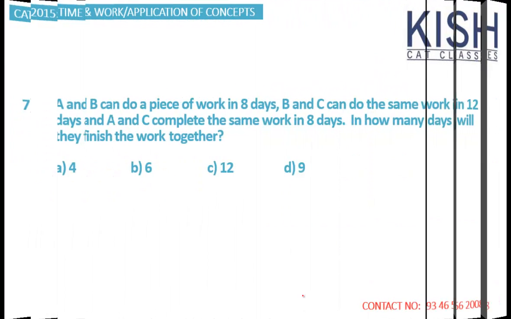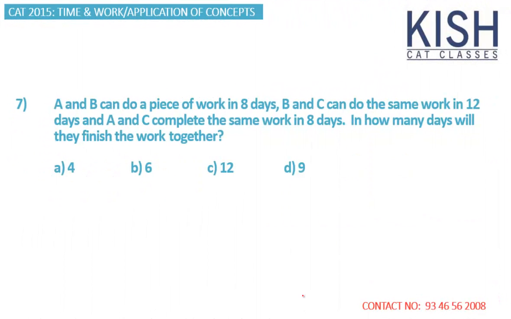Let's solve another question. A and B can do a piece of work in 8 days. B and C can do the same work in 12 days. A and C complete the same work in 8 days. In how many days will they finish the work together?